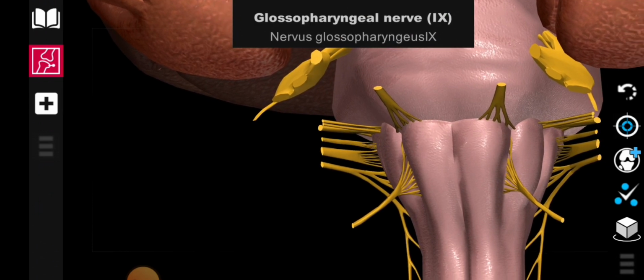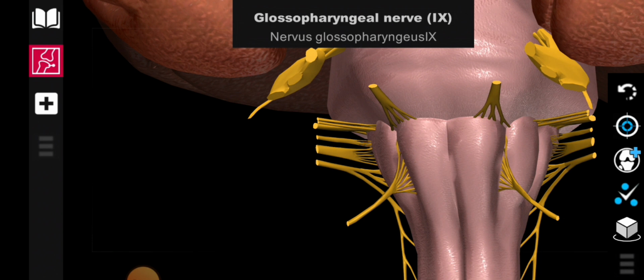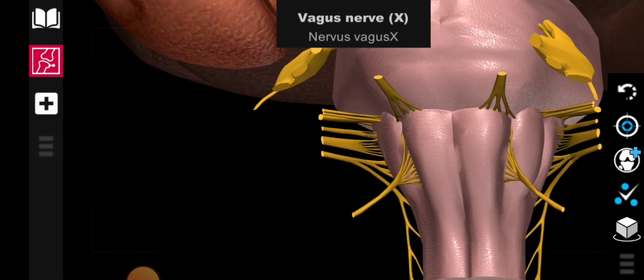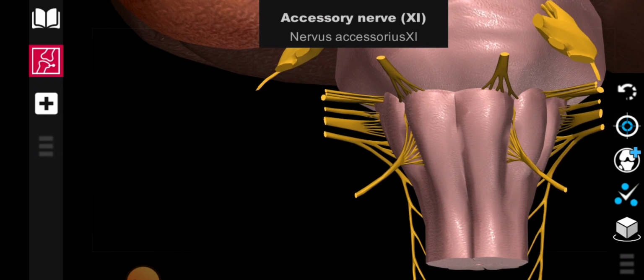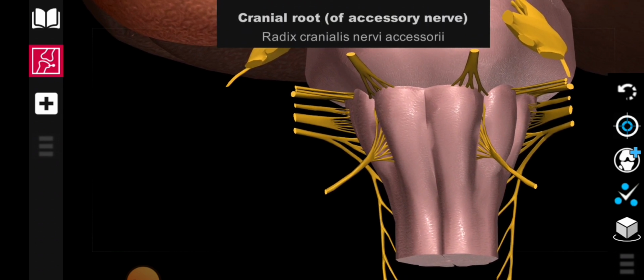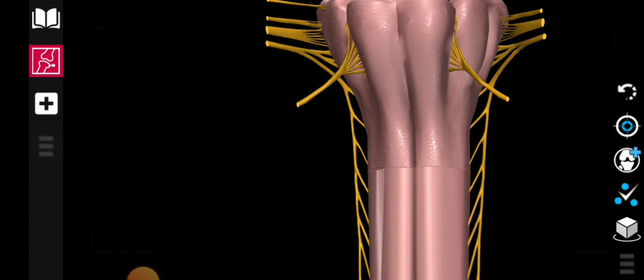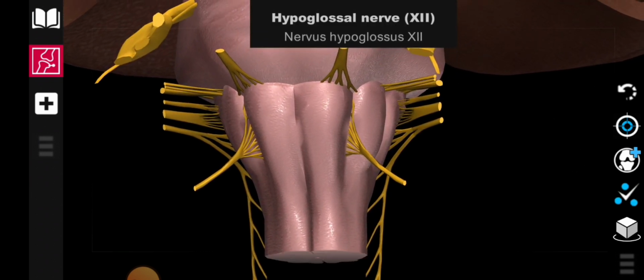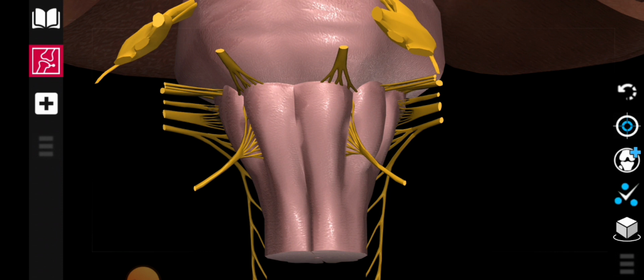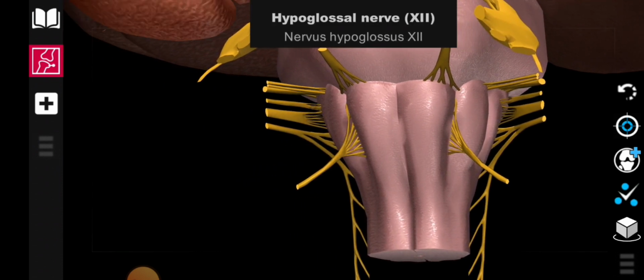After that, the ninth, that is glossopharyngeal on both sides, and the vagus, the 10th nerve, and this is the accessory nerve, which has a cranial part and of course the spinal part coming from the spinal cord at C5 level and above. And what is this? Along the lateral edges of the pyramids along the medulla oblongata, this is the 12th cranial nerve, the hypoglossal nerve, right?